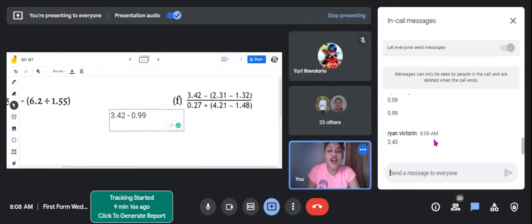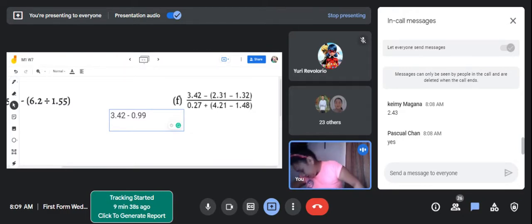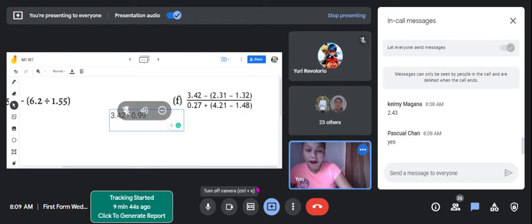Okay, before I do that, do you want me to show you guys how 2.31 minus 1.32 gives you 0.99? Because I'm not sure everybody understood how they got that answer. Would you want me to show you how that happened? Yes? Okay. Give me 1 second, guys. Let me hurry find my stylus. I don't know where it is.